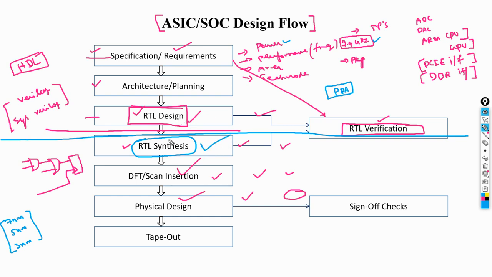That doesn't mean it actually starts from here; even from the architecture onwards, your PPA starts all the way from the architecture. As I told you, they have to know what architecture would bring down your power, increase your performance and reduce your area. But the real numbers you would get to know only here, at RTL synthesis. This is the first stage in the flow where you actually bring in your libraries targeting 5 nanometer or 7 nanometer, etc.